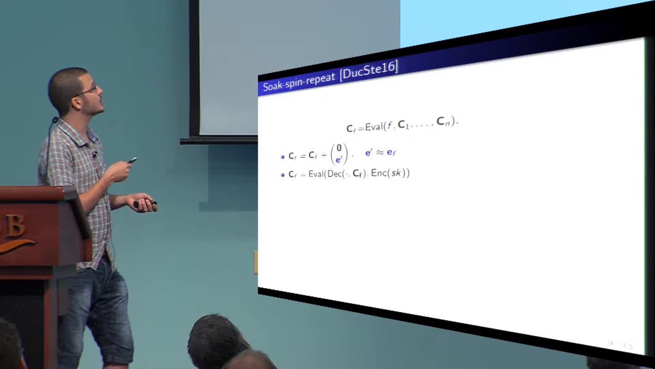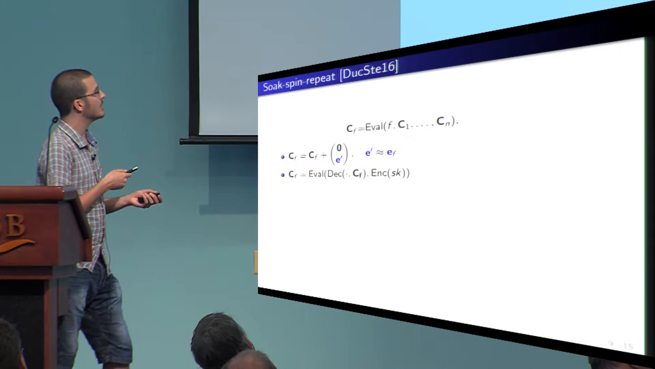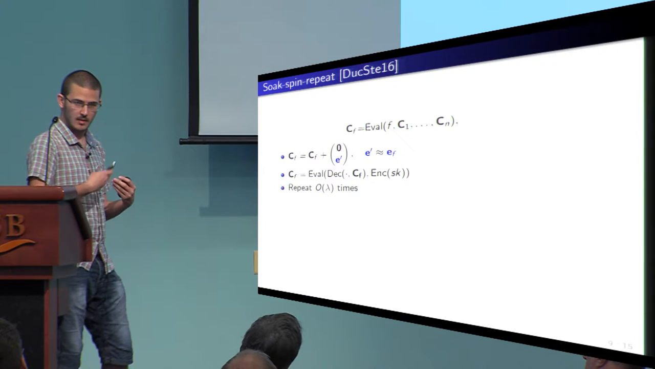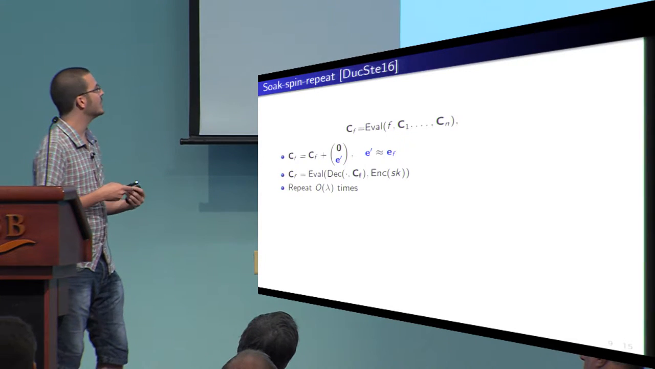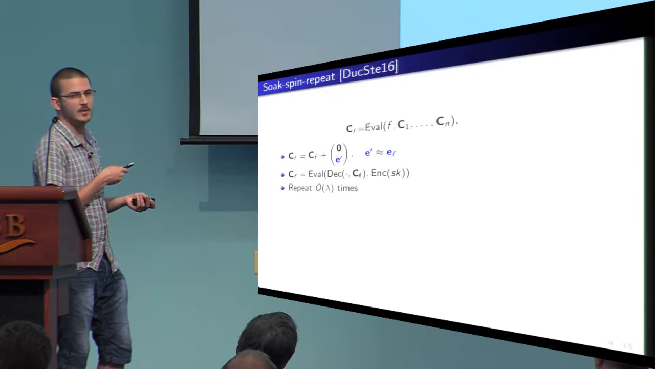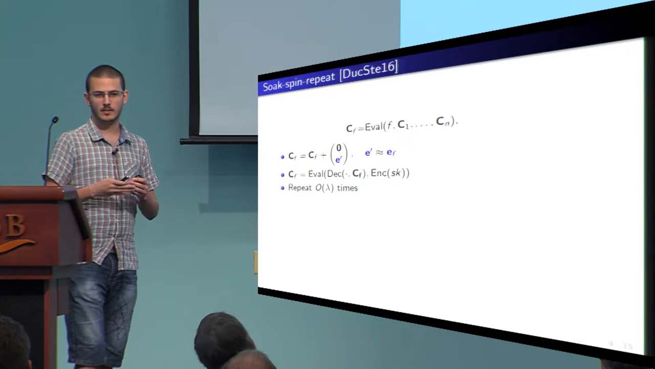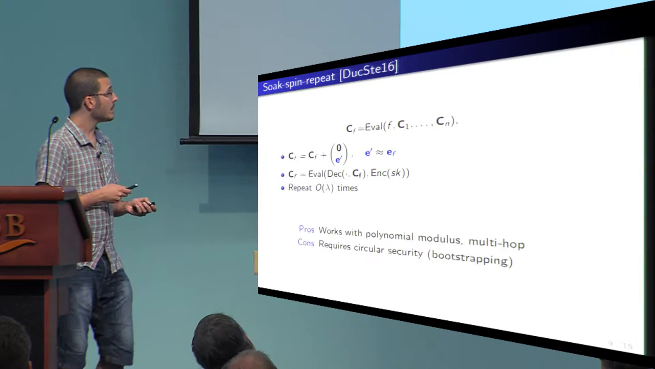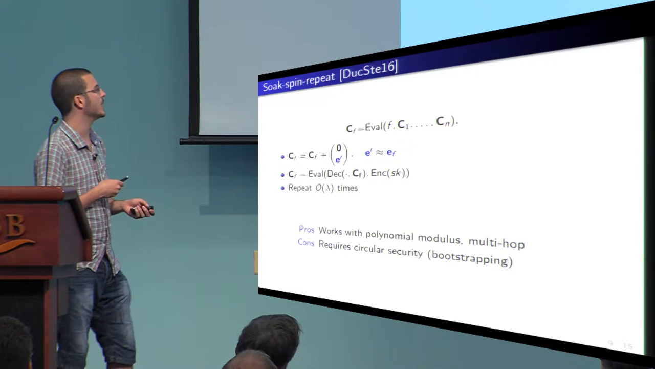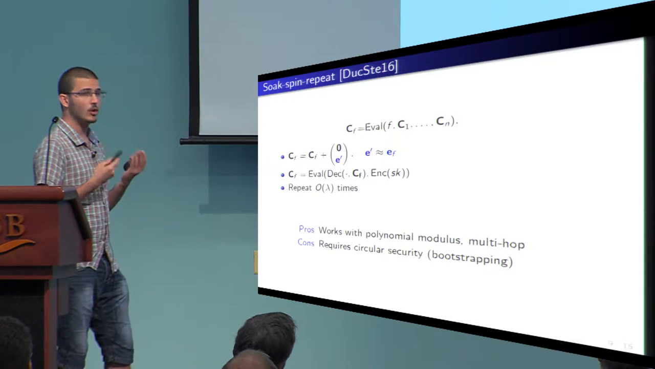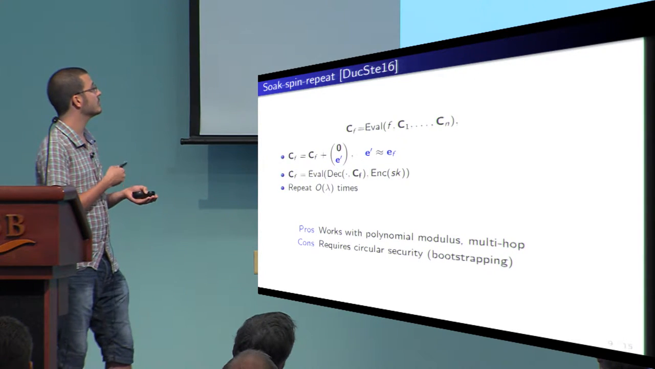This is not enough to hide the computations, but we can repeat. And each time we repeat this process, we add some entropy to the noise, and if we repeat it a number of times linear in the security parameter, then all the noise will be randomized. So this works with polynomial modulus, since we don't have to add too much noise. We can do more operations, so this is multi-hop.